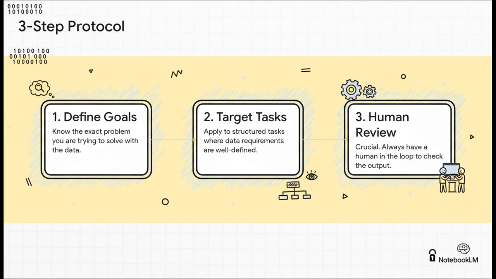And this all boils down to a pretty simple three-step protocol. One, have a crystal clear goal. Don't just make data for the sake of making data. Two, target those structured tasks we just talked about. And three, and I cannot stress this enough, this is the most important rule of all, you have to mandate human review. You must have a human in the loop checking the quality, the relevance, and the safety of what's being generated. This is your non-negotiable safety net.